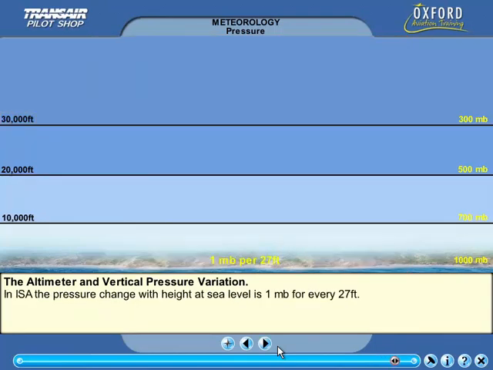In ISA, the pressure change with height at sea level is approximately 1 millibar for every 27 feet. But since pressure decreases at a decreasing rate, this does change with height. At 10,000 feet, the rate of pressure change is less, approximately 1 millibar change in pressure every 36 feet.